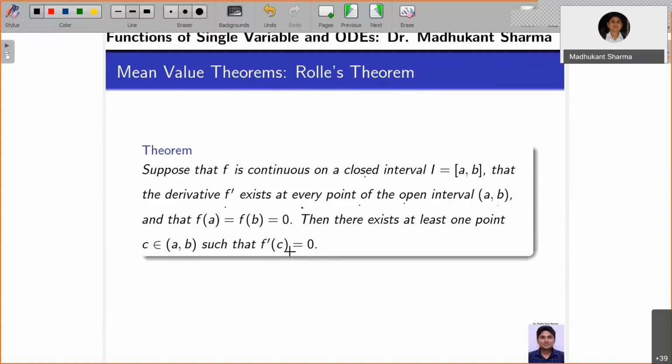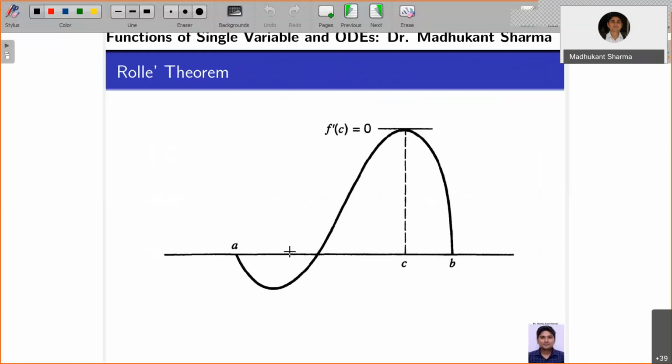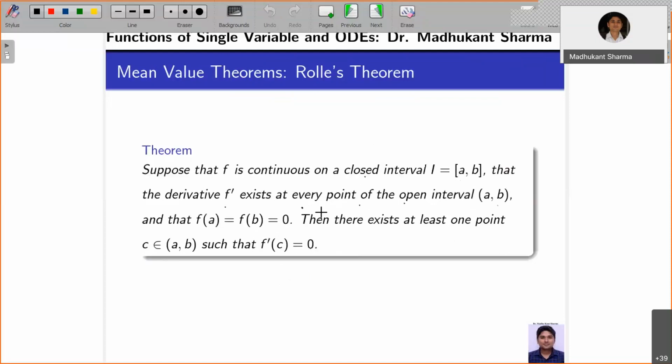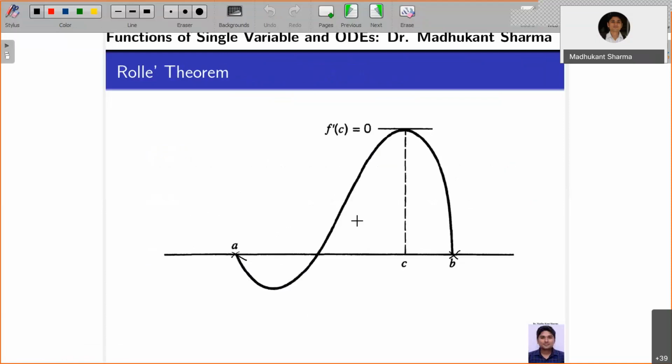So geometrically, this is the case here. f of a is 0, f of b is 0, and the function is continuous and differentiable on the open interval AB. Then we are able to identify a point c inside AB such that f dash of c is equal to 0, meaning you have the slope parallel to the x-axis.